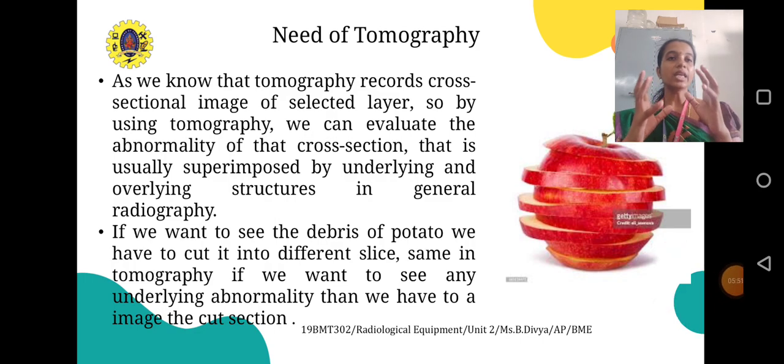This is the need for tomography and the introduction to tomography.